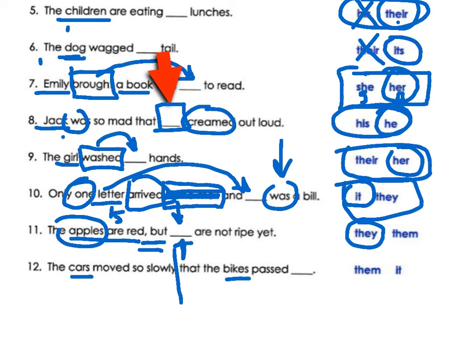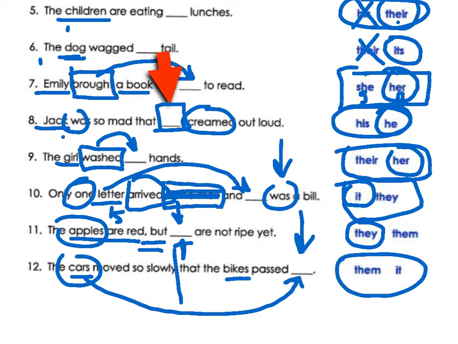Bikes passed something. What did the bikes pass? Well, the bikes didn't pass the bikes, and you've only got one other noun here, which is cars, so the bikes passed the cars. Which of these two pronouns will replace the cars? It has to be plural because cars is a plural noun. So between the choices them and it, only them is a pronoun that would match a plural noun, so the answer is them.